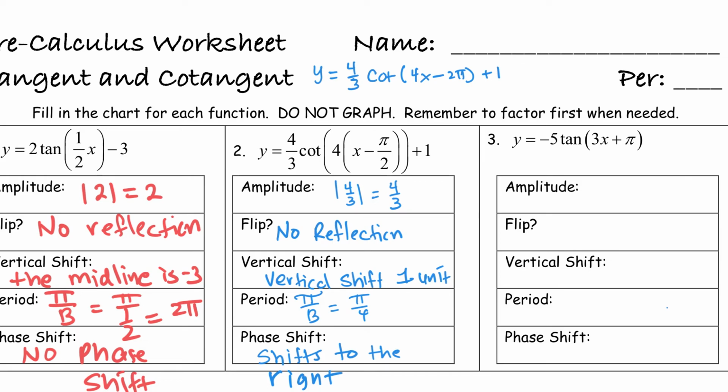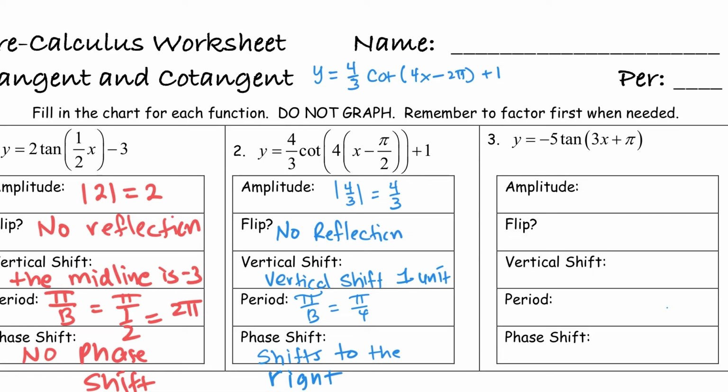For number 2, I went ahead and rewrote it: y equals 4/3 cotangent of (4x minus 2 pi) plus 1. The amplitude will be the absolute value of 4/3. Is there a reflection? I would say no, there isn't a negative in front of 4/3. Vertical shift, it does move 1 unit up. The period is pi divided by 4.